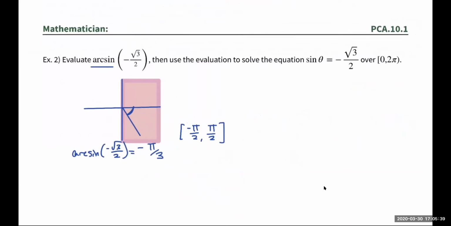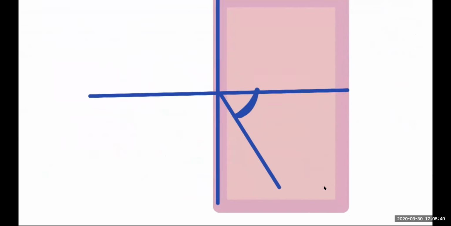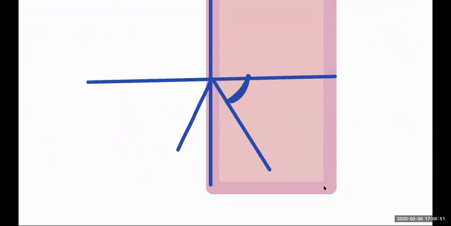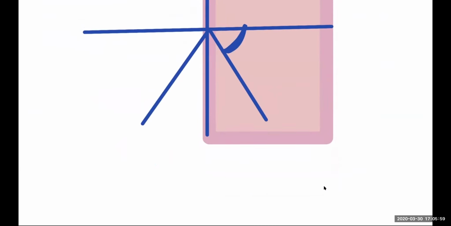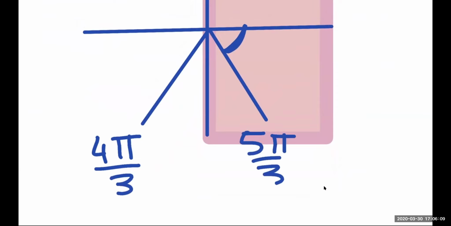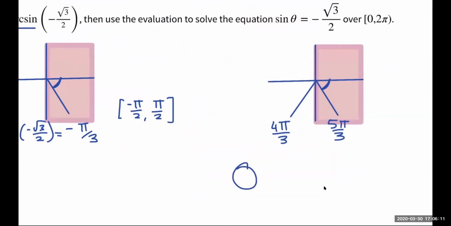The question is then, how can we use that to solve our equation, sine of theta is equal to -√3 over 2? If we know that -π/3 is one of our angles and that we're looking for everything with the same y value, the same sine value, then using our reference angles, we can see that this is 4π/3 and 5π/3. So our solution set is θ equals 4π/3, 5π/3.